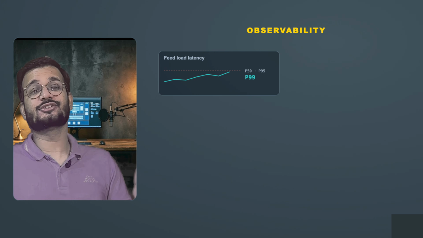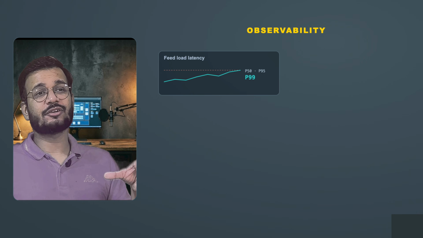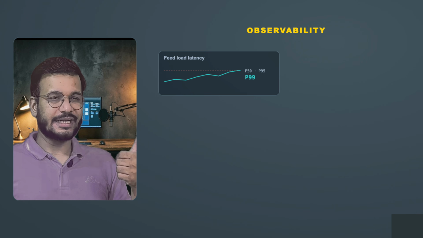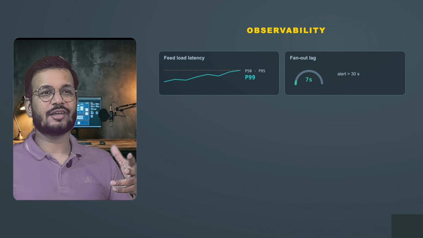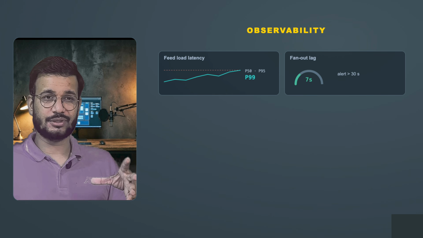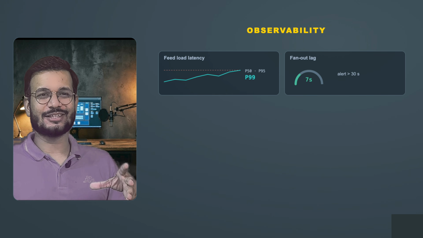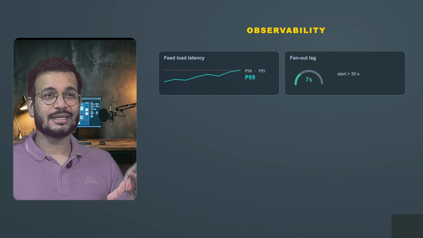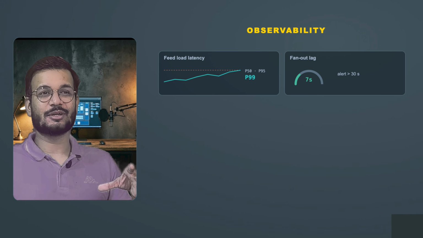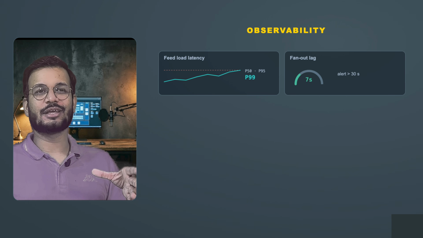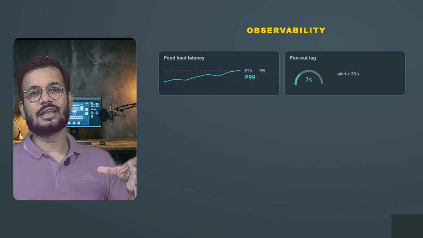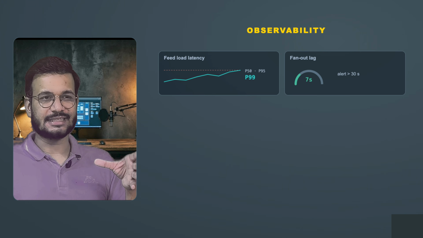Okay, so here we come to observability and monitoring. It's very important. Without this, you cannot judge how the system will perform. A system this complex needs serious observability. Key metrics we instrument are feed load latency, P50, P95, P99, broken down by component. If P99 spikes, we know where to look. Now, fan-out lag tells us how many seconds between a post being created and appearing in your followers' caches. Alert if this exceeds 30 seconds.